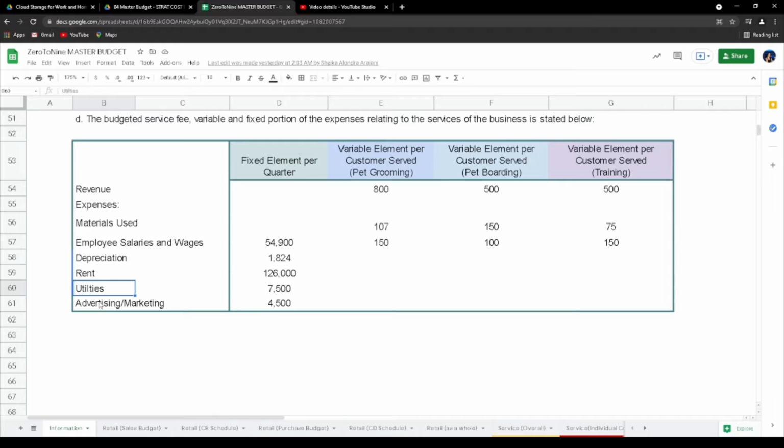Depreciation, rent, utilities, and advertising marketing are all fixed portion. For the depreciation, we have here 1,824. For the rent, 126,000. Utilities, 7,500. And lastly, advertising or marketing, 4,500.